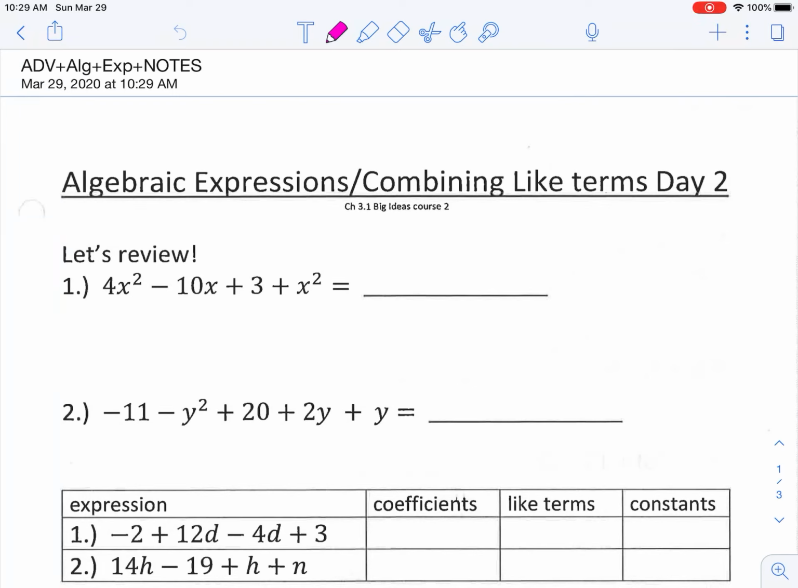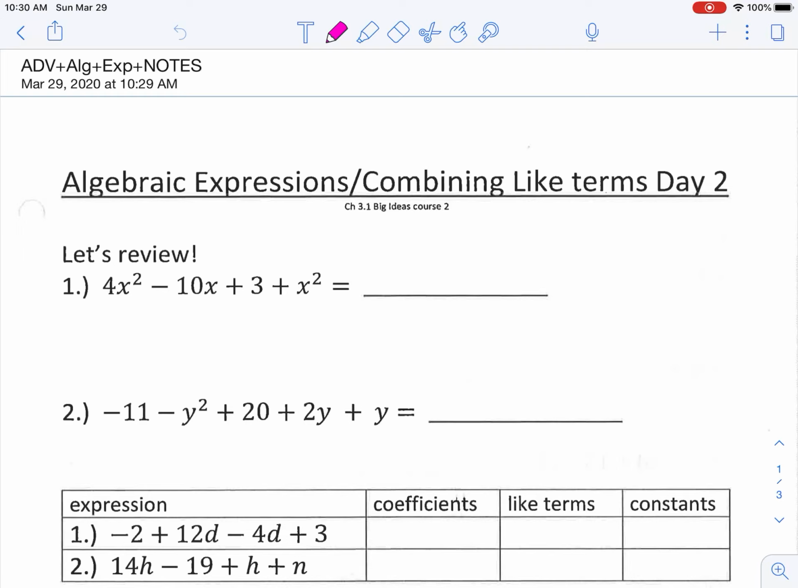Good morning, everyone. All right, so advanced, this is your only assignment for today. We're starting a brand new unit on expressions and equations. Most of what you guys see in this video is going to be a review of some things that we learned first semester. There are a couple of new things towards the end of the notes.